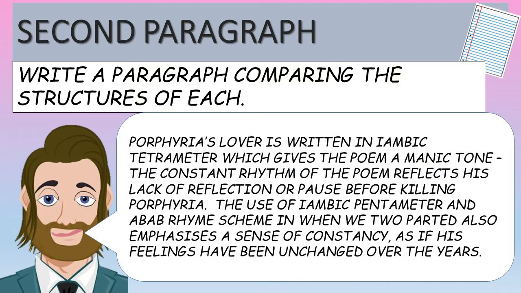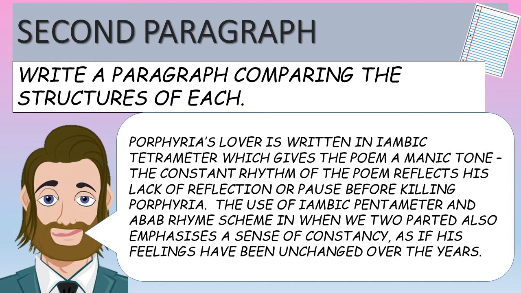Porphyria's Lover is written in iambic tetrameter, and if you need help with meters, I have made a tutorial that walks you through different meters in poems, iambic meters, and how to remember those. So Porphyria's Lover is written in iambic tetrameter, which gives the poem a manic tone. The constant rhythm of the poem reflects his lack of reflection or pause before killing Porphyria. The use of iambic pentameter and ABAB rhyme scheme in When We Two Parted also emphasises a sense of constancy, as if his feelings have been unchanged over the years.